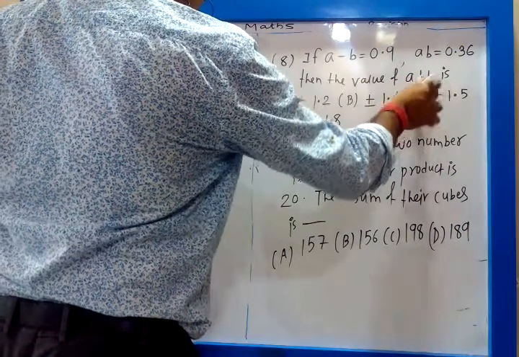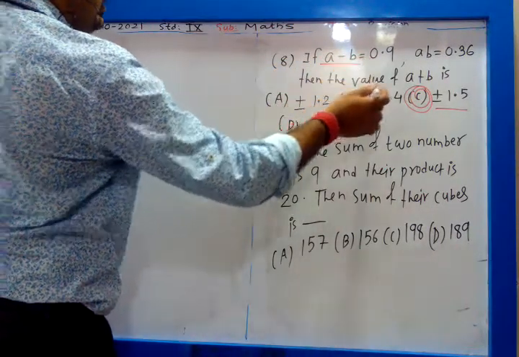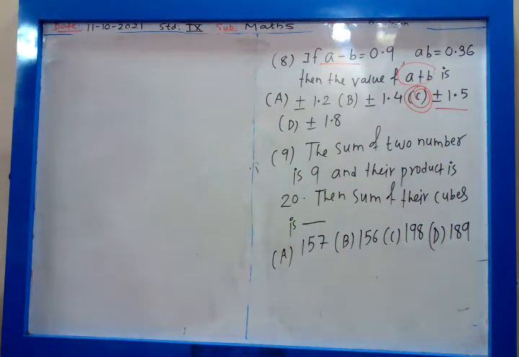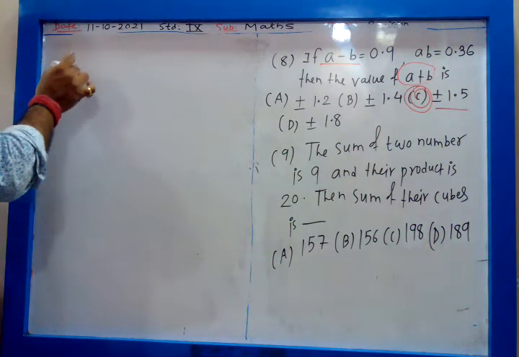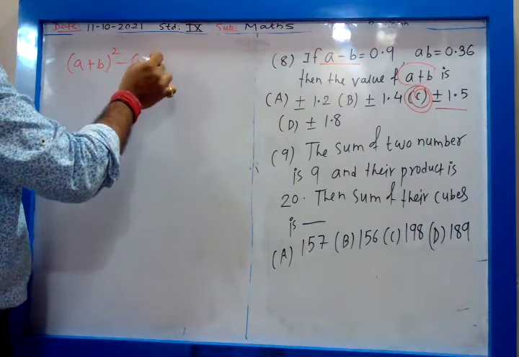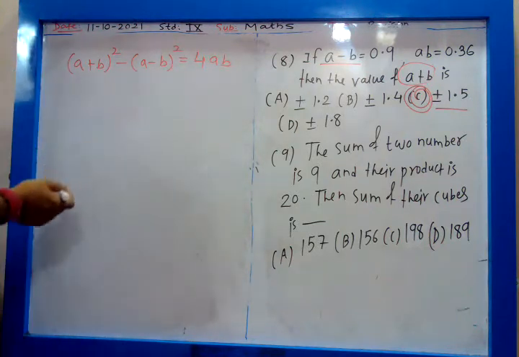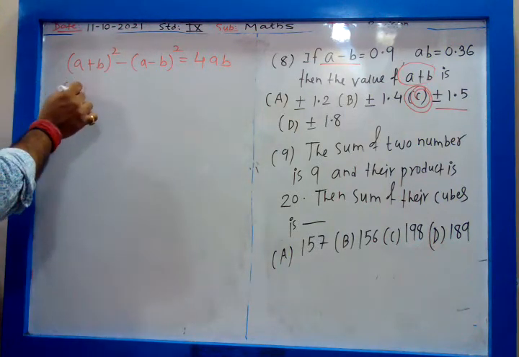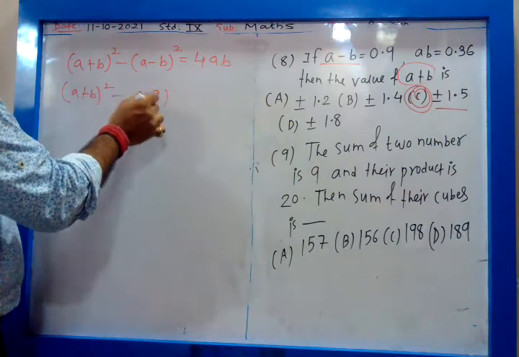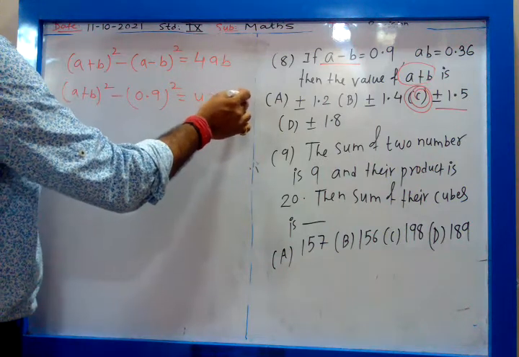Chalo, C means plus minus 1.5. Let us verify this answer. So you are given a minus b, you want to find a plus b. So which formula? A minus b and a plus b, which formula? Yes? A plus b whole square minus a minus b whole square is equal to 4ab. A plus b we have to find. A minus b is given 0.9, so 0.9 square is equal to 4 into ab, ab is 0.36.